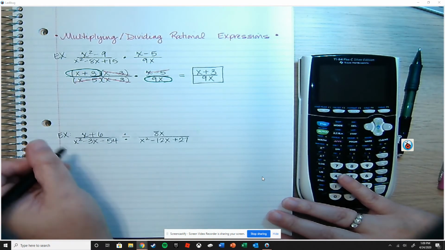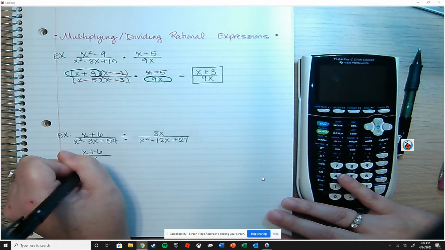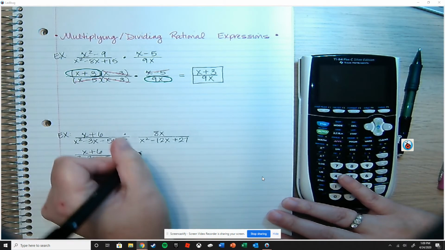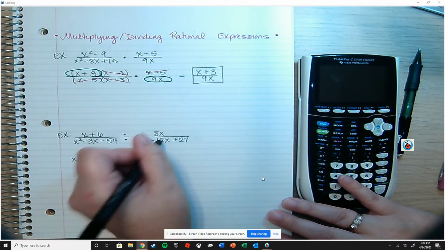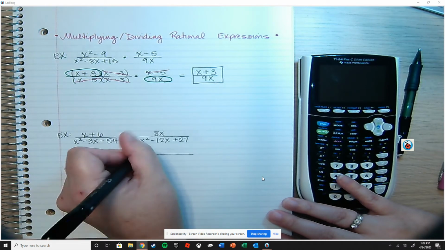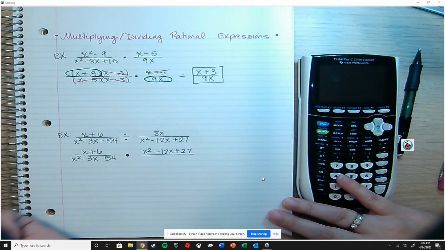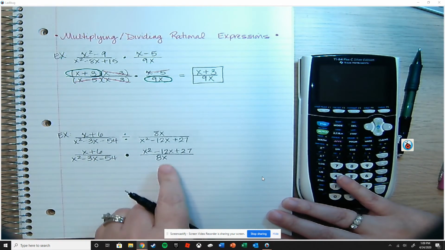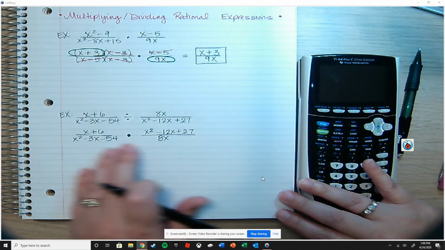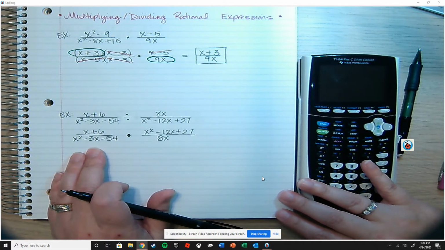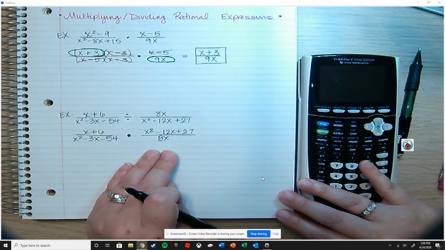So I'm going to recopy x plus 6 over x squared minus 3x minus 54. Okay, and then this division sign becomes a multiplication sign, and I convert this to its reciprocal, which means I just flip it over. x squared minus 12x plus 27 becomes the numerator. 8x becomes the denominator. All right. So after this step, you have to do this step first. I'm going to go back to what I did in the previous problem, and I'm going to factor everything that I can factor and then see what I can eliminate.